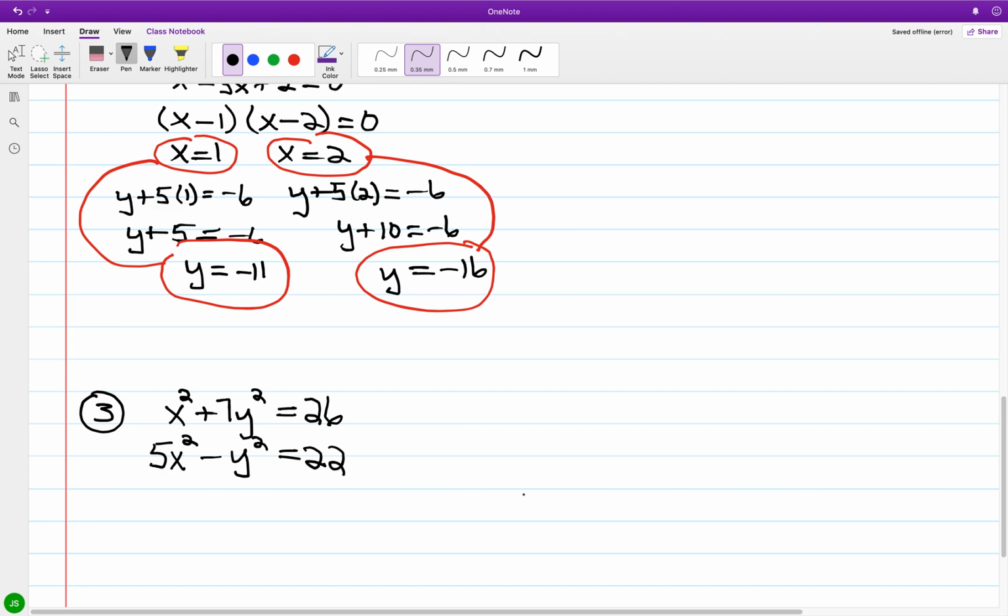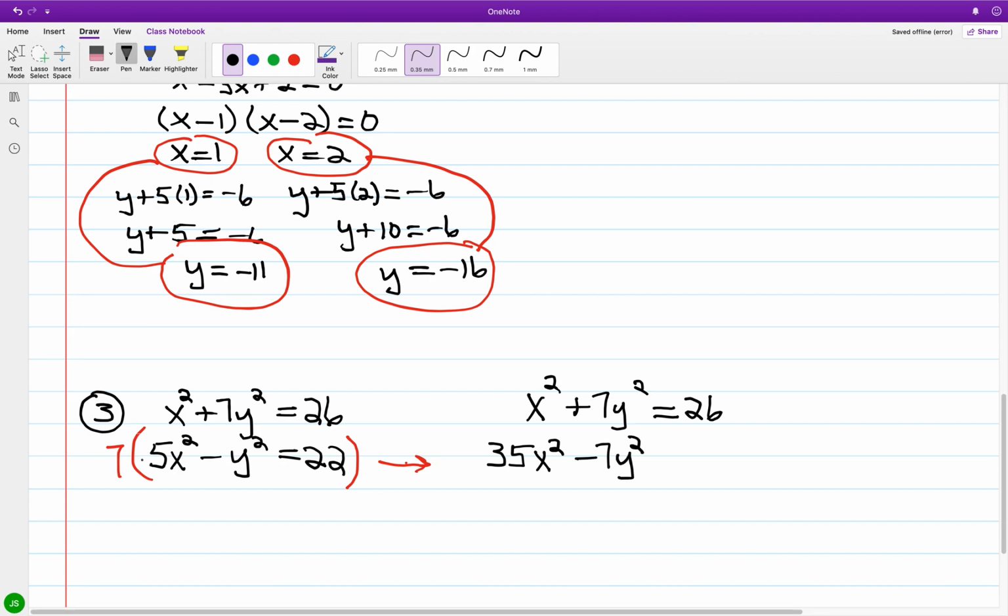And what we can do is cancel out either the x squared or the y squared and solve for the other, in other words, cancel out one set of terms in one variable and solve for the other. Let's say I cancel out the y terms and solve for x. So I make this negative y squared into a negative 7y squared. So I have x squared plus 7y squared is equal to 26. And 7 times 5x squared, we have 35x squared. And we have 7 over negative y squared, so this will be a minus 7y squared. And we have 7 over 22, so this will be a rather big number, 154.